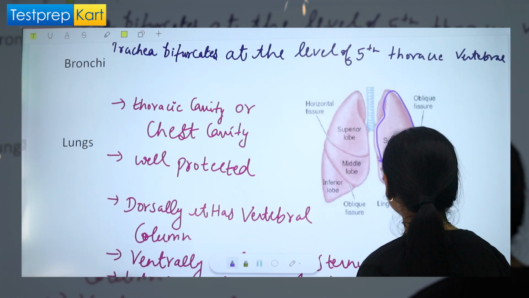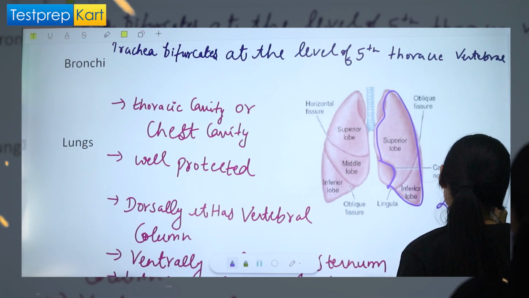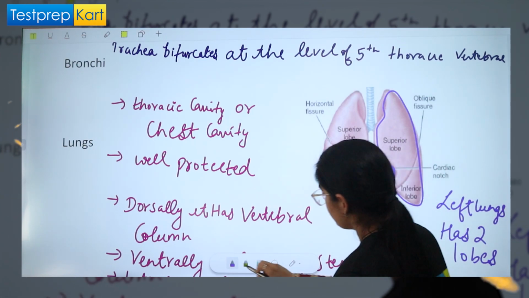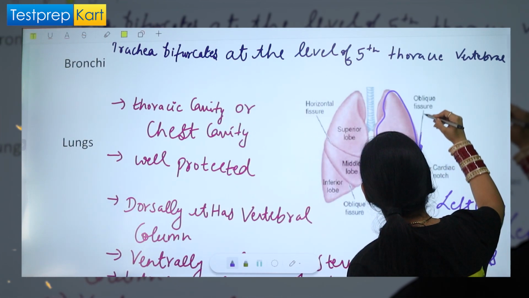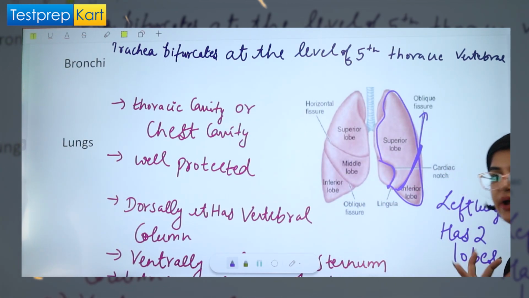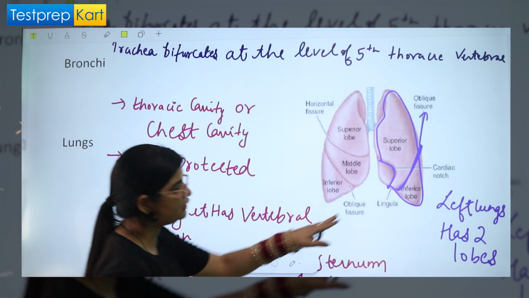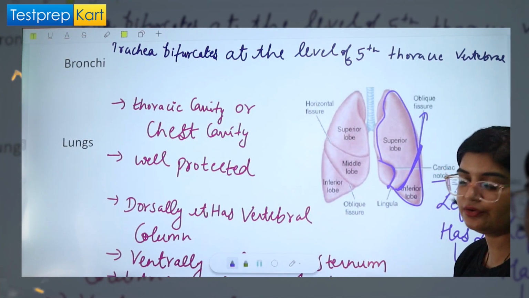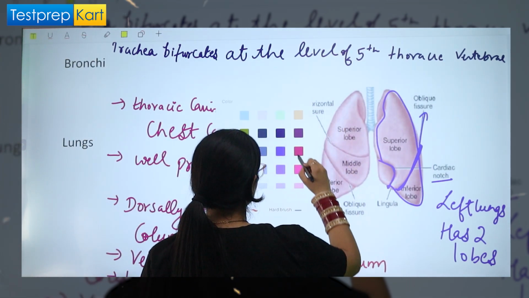You can see this left lung has two lobes, right? You can see here the presence of this line. This is oblique fissure. Oblique fissure basically divides the lung into two lobes. So left lung therefore has two lobes, and it also has a space that is called cardiac notch. It is basically the site where the heart resides. When we talk about the right lung, here you can see in right lung there are three lobes.